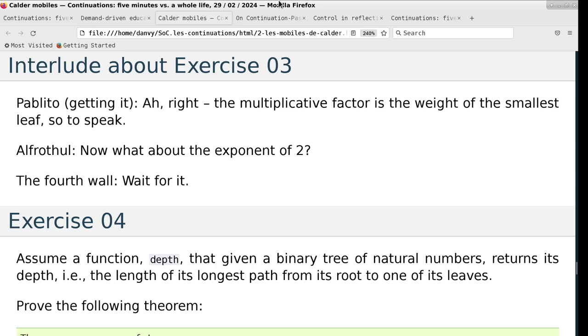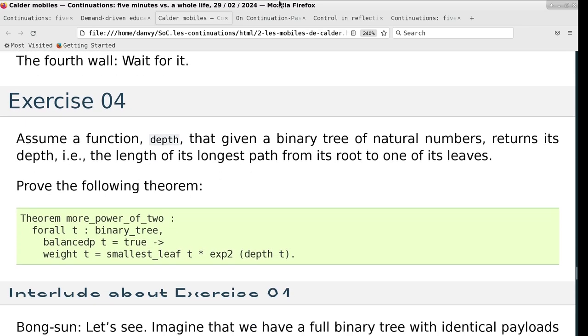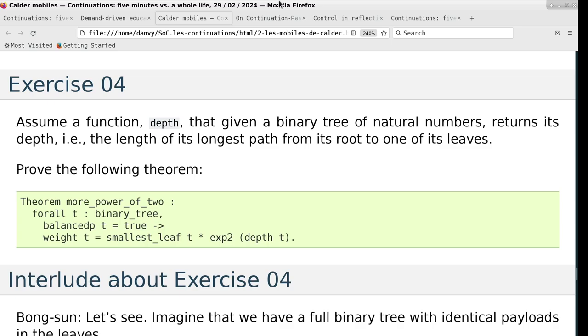Now what about the exponent of 2? And that's the next exercise, where you assume a function depth that computes the depth of the tree. And you should prove the following theorem that says that for all trees that are balanced, the weight is the smallest leaf times 2 to the depth of the tree.